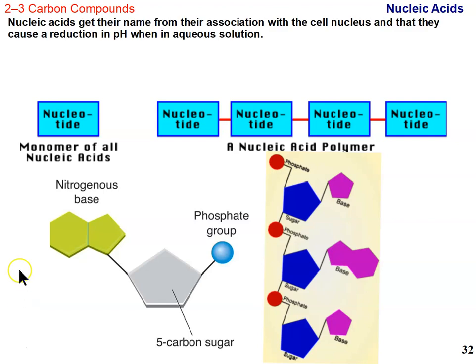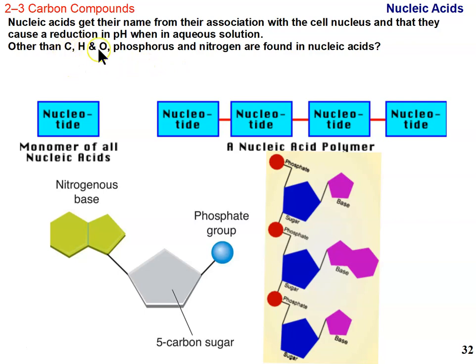So nucleic acids get their name from their association with the cell nucleus. In other words, nucleic acids like DNA are found in the nucleus, and RNA comes from the DNA in the nucleus. So they're associated with the nucleus, and that's why they're called nucleic. The acid part comes from the fact that when you dissolve a nucleic acid in water, it will cause the pH of that solution to decrease, become more acidic. Therefore, nucleic acids are acids.